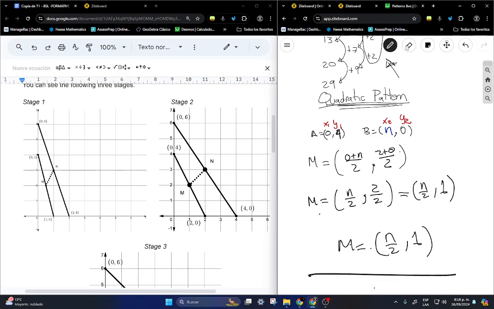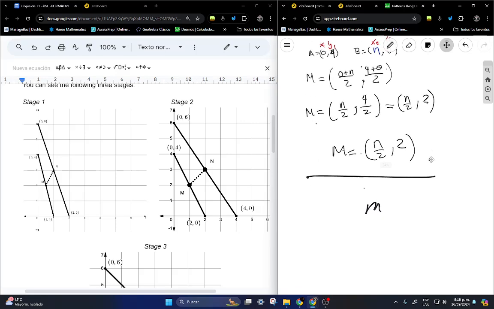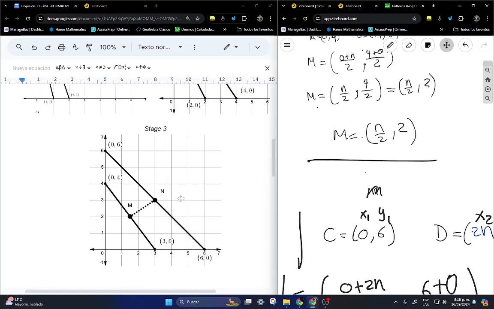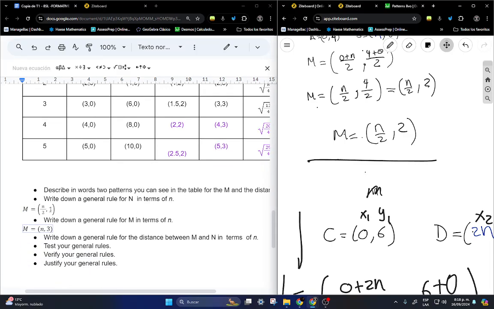So we should also replace this by 4. Yeah. And this becomes 4 over 2. And 4 over 2 is 2. And this is the correct general rule. I'm so sorry with you guys. You should have been screaming at me the whole time. This is the correct general rule.